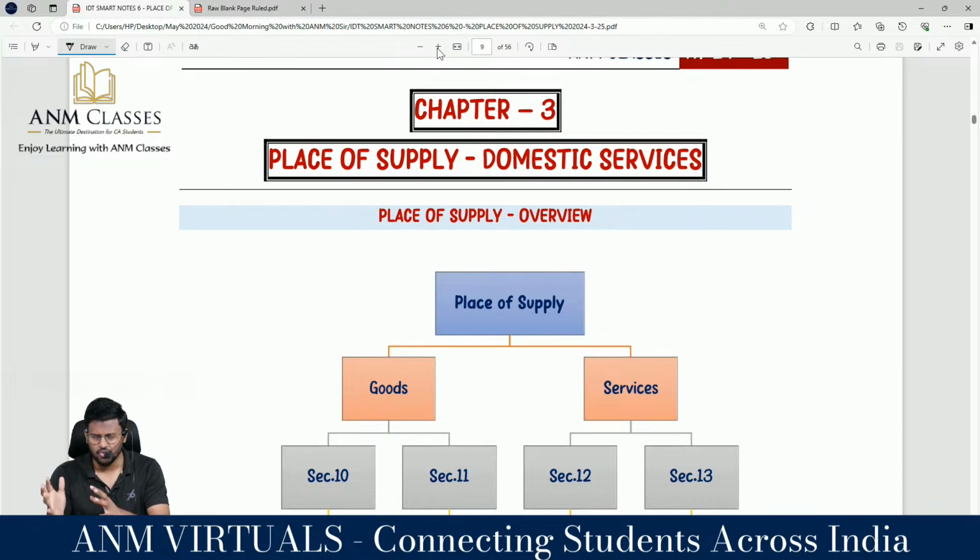Place of supply of goods and place of supply of services. Section 10 and section 11 talk about place of supply of goods, whereas section 12 and section 13 talk about place of supply of services.